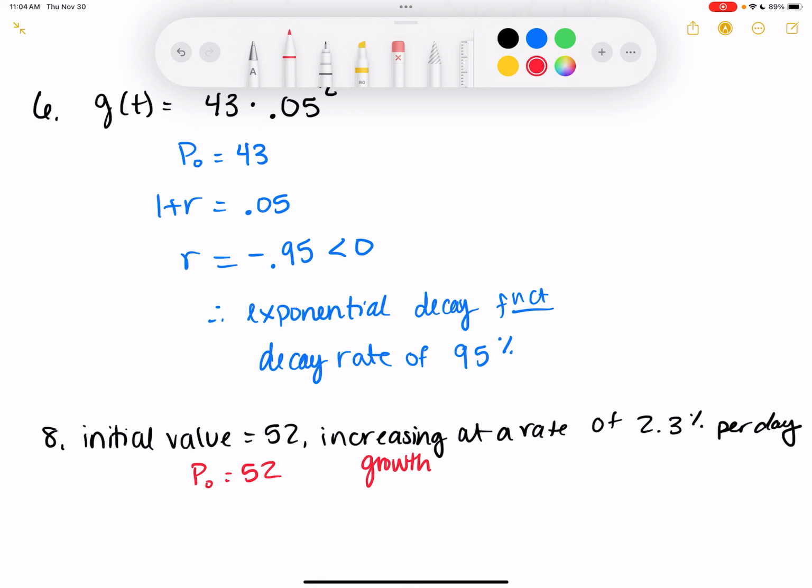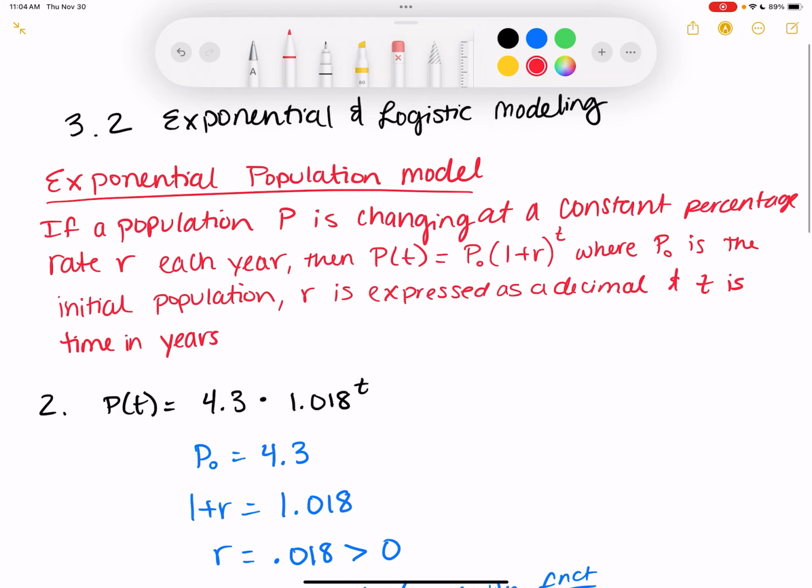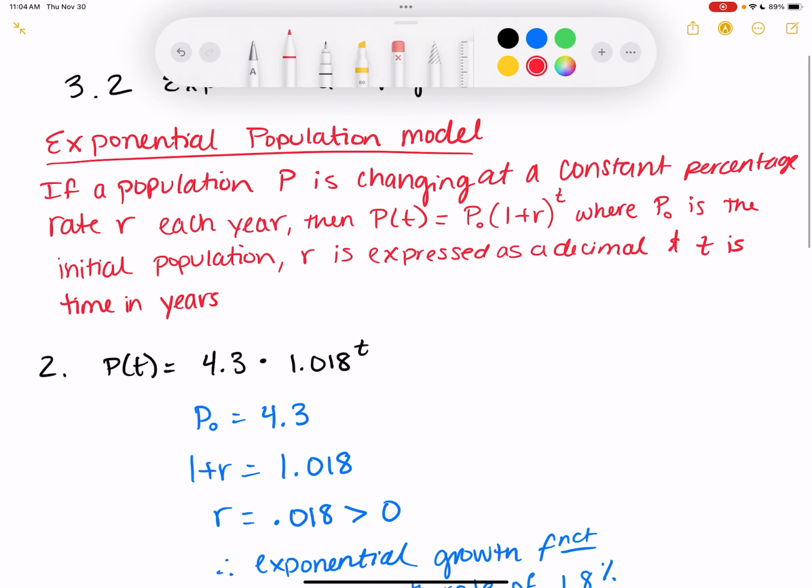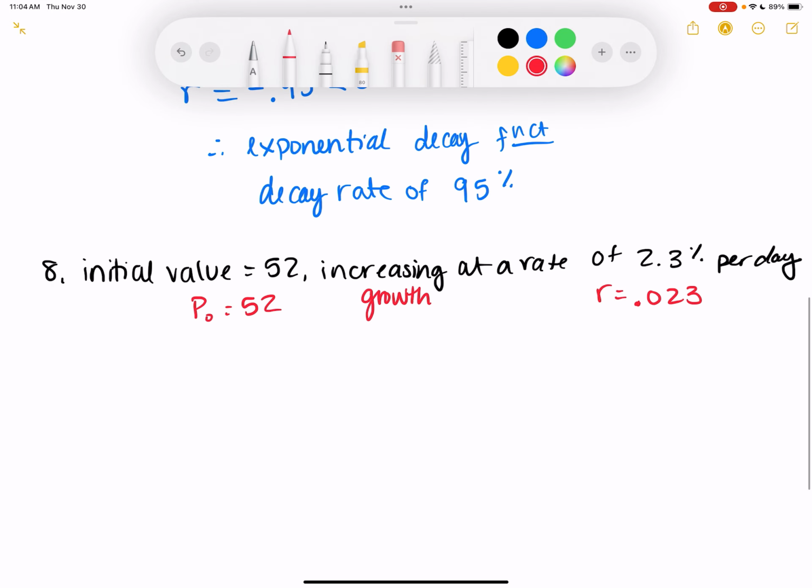R is 2.3%, okay, but I need to convert it to a decimal, so R is going to be 0.023. So do the opposite, divide by 100, move it over to the left 2 places, however you want to think about it. But I know that when it goes in the formula, it's 1 plus R. So I'm going to go ahead and do plus 1. So I would have 1.023.